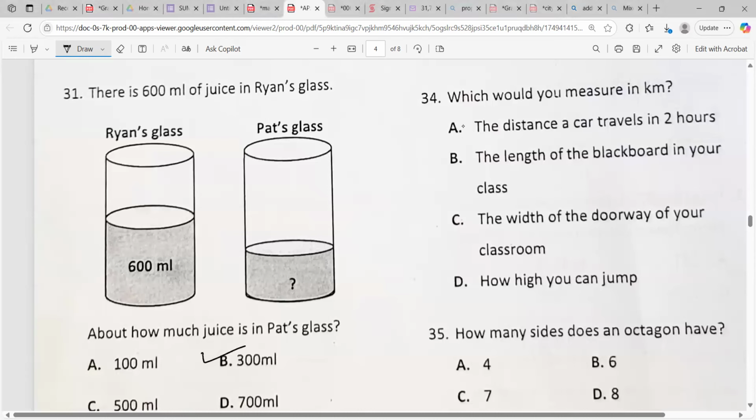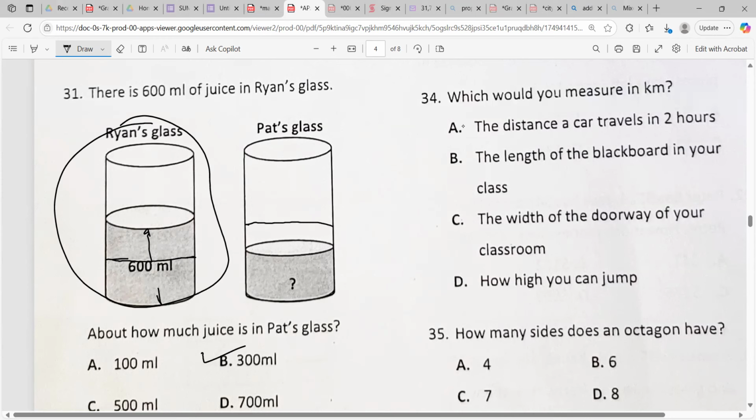All right, I agree. Guys, if this is 600, it's an estimate. So you could just line it up with this and say, okay, it's about half, right? See there, it's about the same. So it couldn't be 500 because 500 will come up more. Probably about here or so.